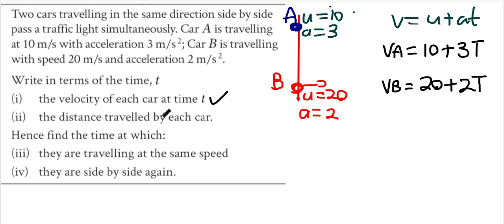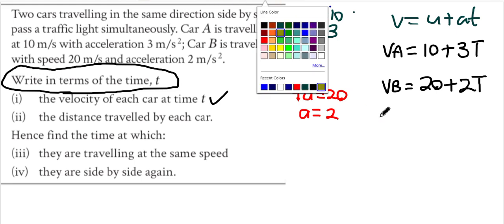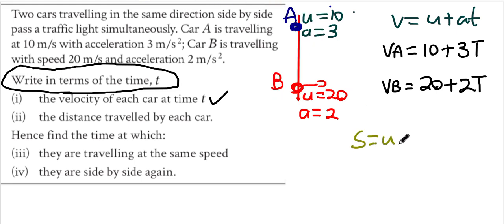Okay. Distance traveled by each car, once again in terms of t. What equation do you think I should use and why? V squared equals U squared plus 2AS actually has no t's in it. So therefore, if you write in terms of t, your equation has to have a t. So we're going for ut plus a half at squared. Agreed? Okay.